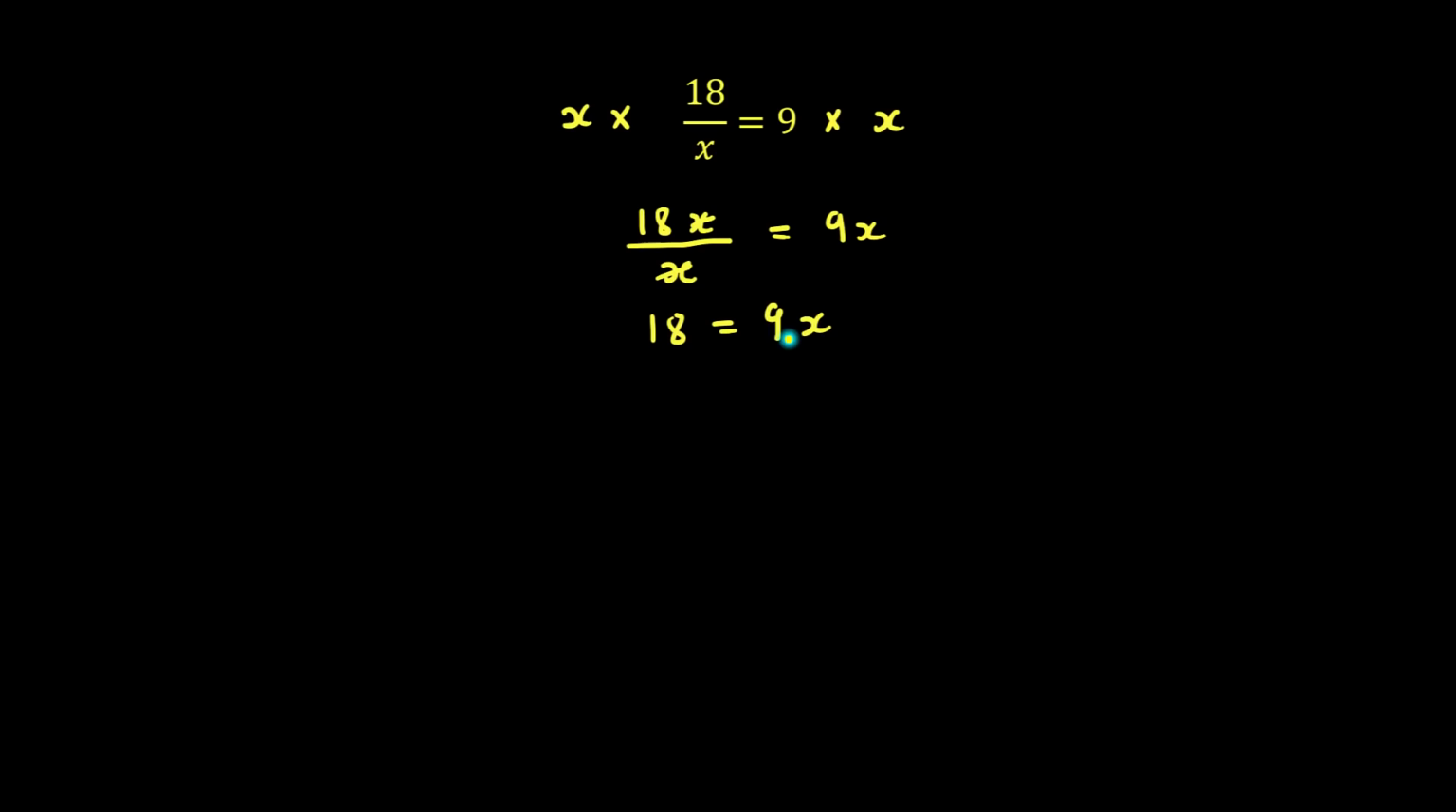In order to find the value of x, I need to divide both sides by the coefficient in front of the x, which is 9. And then this would cancel, I'll be left with x. And x is equal to 18 divided by 9, which gives me 2. So that would be my final answer.